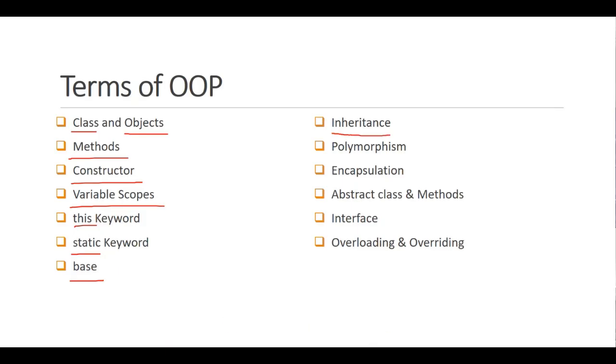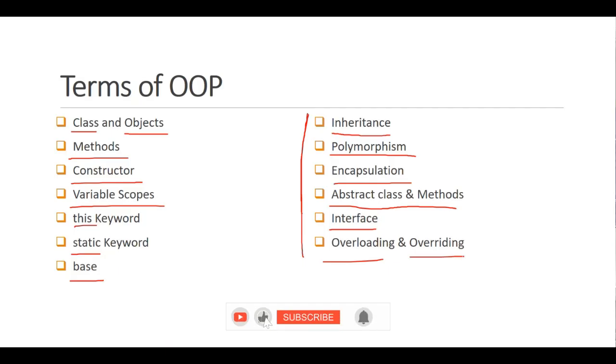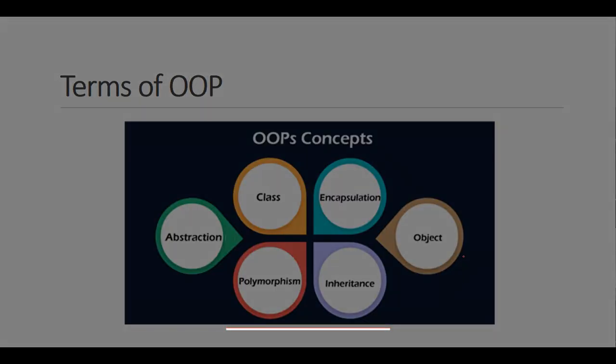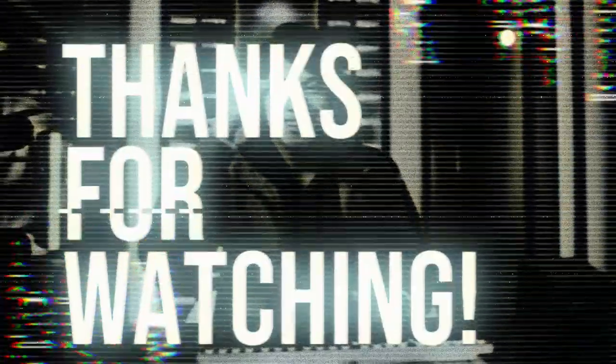Inheritance is an important topic that we are going to discuss next week. Polymorphism is another important property of object-oriented programming. Encapsulation is totally related to data hiding and security. Abstract classes and methods we are also going to discuss next week. Interfaces, overloading, and overriding are other important keywords or topics in object-oriented programming.